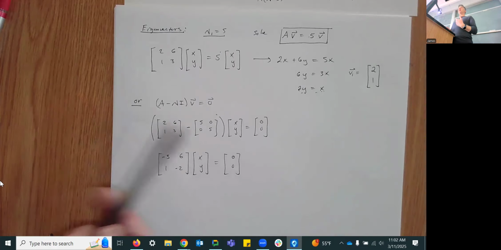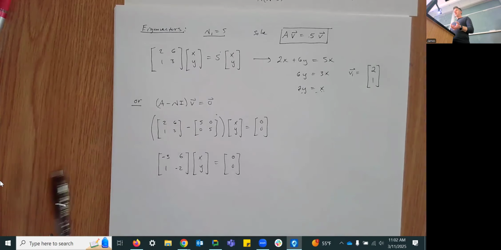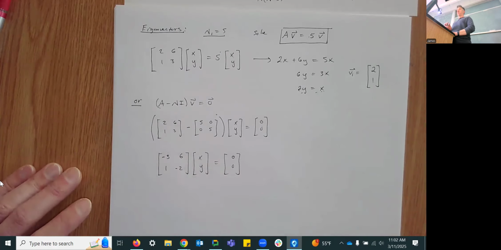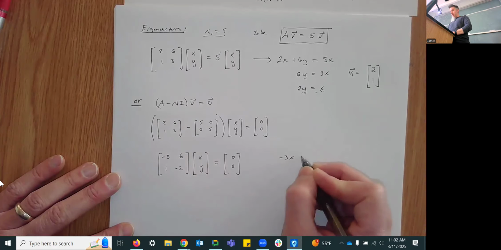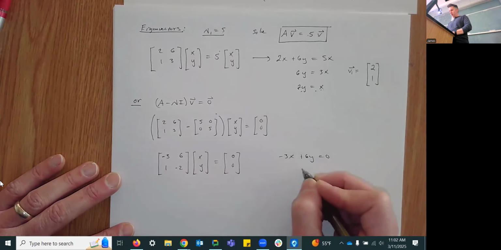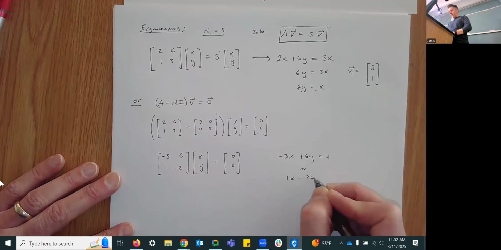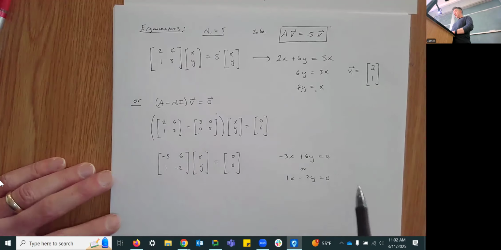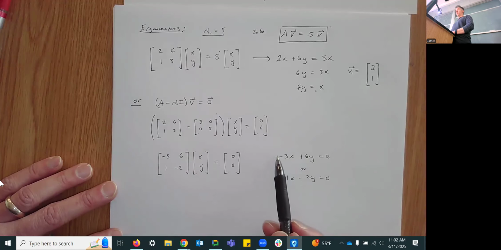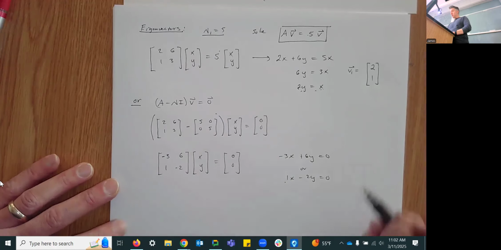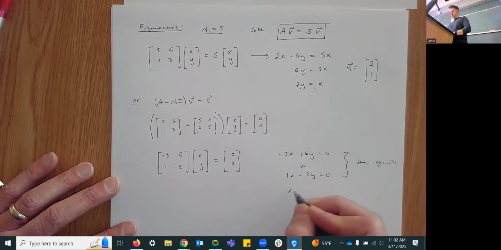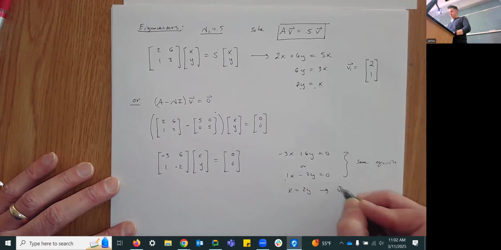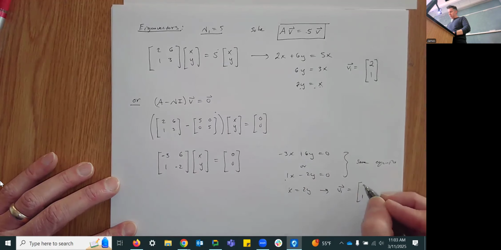The more interesting thing about writing it this way is that it's more obvious that both equations really are the same equation. These two equations, negative 3x plus 6y equals 0, or 1x minus 2y equals 0, are the same because the first equation is just negative 3 multiplied by the second equation, meaning they produce the same solutions. We still find the solution the same way: x equals 2y, and then our vector is, yeah, y is 1, x is 2.